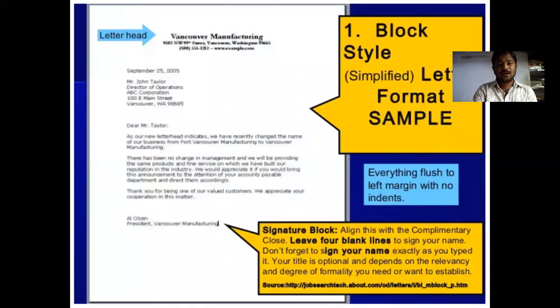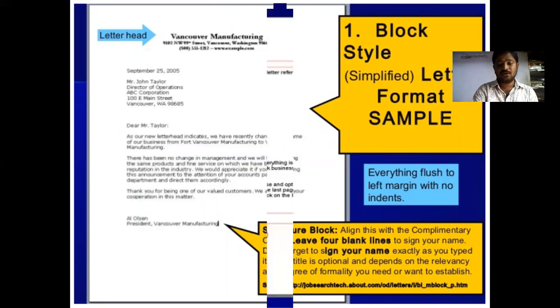Next, look at some of the letters in block style. The format should be very simple and simplified, and the signature block is also aligned with the complimentary closing. Leave four blank lines to sign your name, and don't forget to sign your name exactly as you type it. The title is optional and depends upon the relevancy and the degree of formality you want to establish.